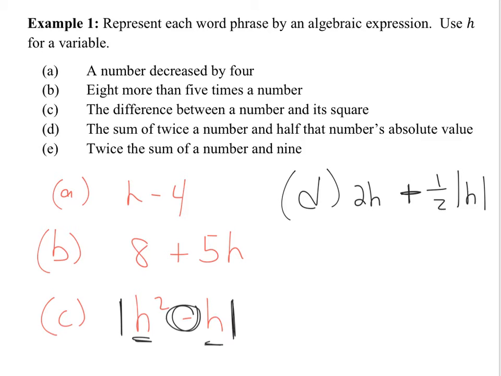How about twice the sum of a number and 9? Be careful here. Notice my pausing, right? The way I said it. Twice the sum of a number and 9.